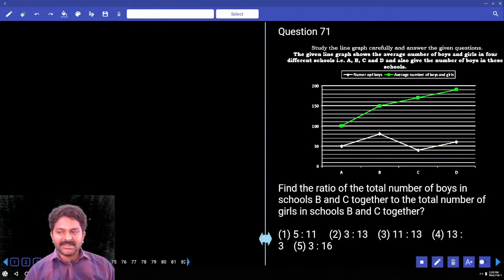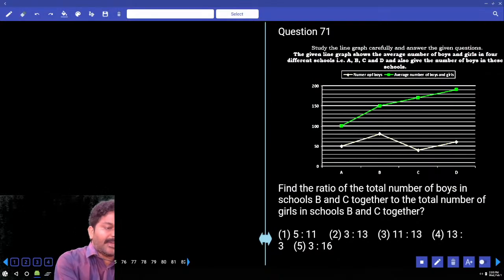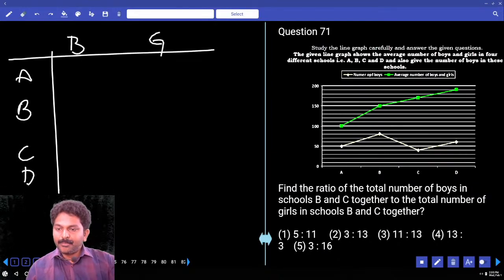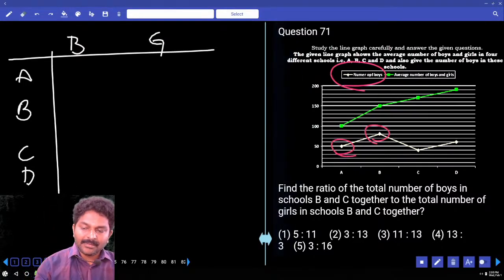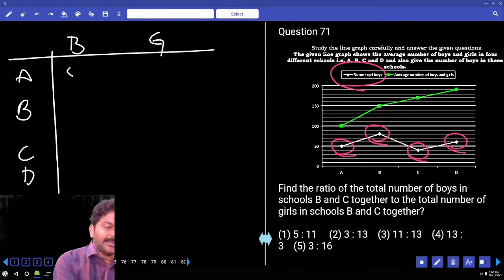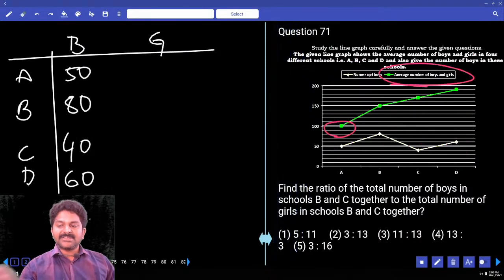Average number of boys and girls in 4 different schools, A, B, C, D, and also the number of boys in these schools. So we have A, B, C, D, boys, girls. Boys, number of boys, white line. Each line is 10, right? 50, 80, 40, 60. And the green line is the average number of boys and girls.